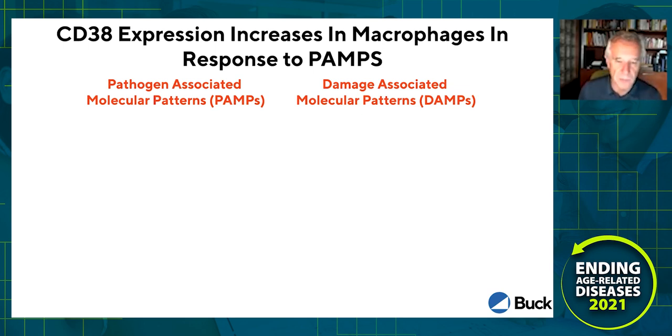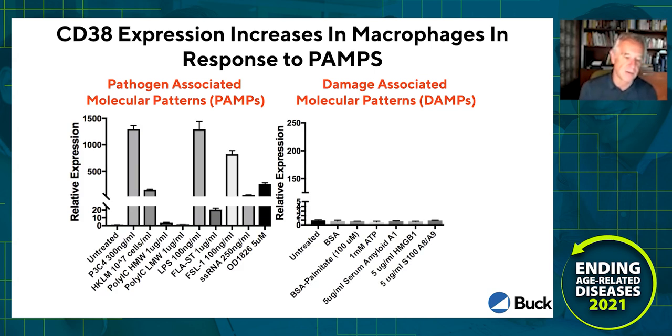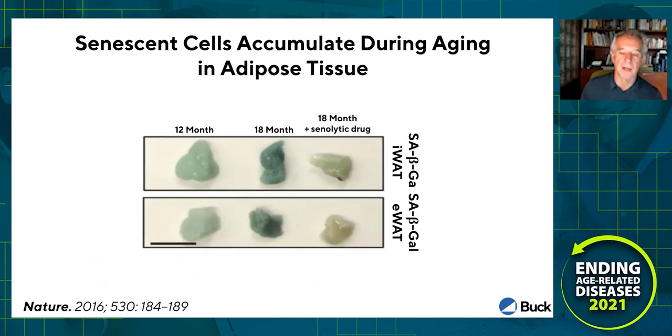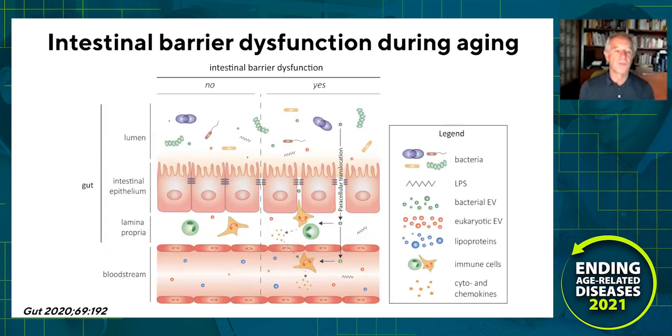And so when we did this, I'm showing you here the substrate that we used. We were struck by the fact that almost all PAMPs, the pathogen-associated molecular patterns, seem to be activating CD38 in these macrophages, and none of the DAMPs actually did it in our hands. Now, the potential significance of this is the fact that we know during aging, there's a progressive disruption of the intestinal barrier. This is illustrated here.